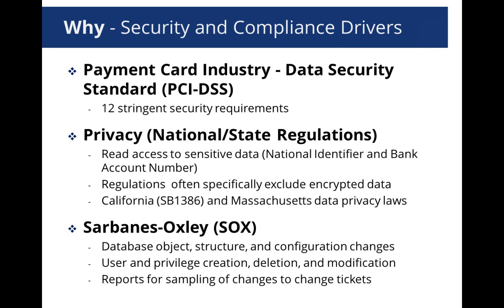A number of states, I think the count is something like 33 or 34 now, have privacy regulations. And most of those regulations are pretty straightforward. What they say is if you have some sort of account number, either a national identifier like social security number or bank account number, and you lose that data, you basically have to disclose to everyone who lives in that state. California's SB 1386 was the first. Massachusetts has a pretty rigid law also, but a number of states have them.